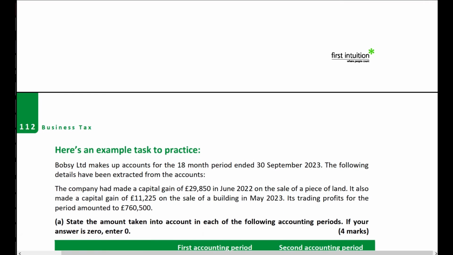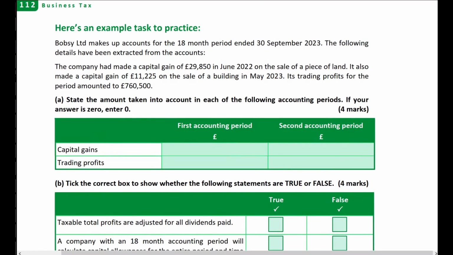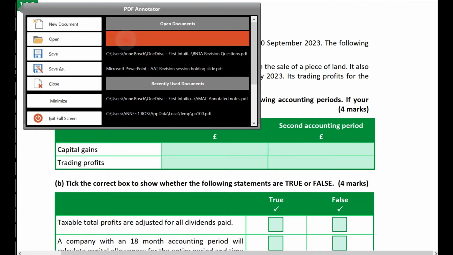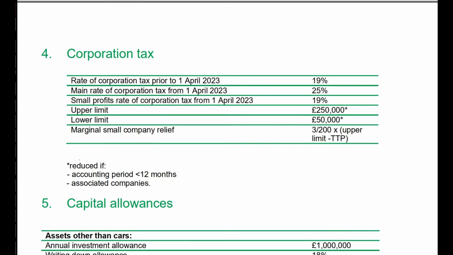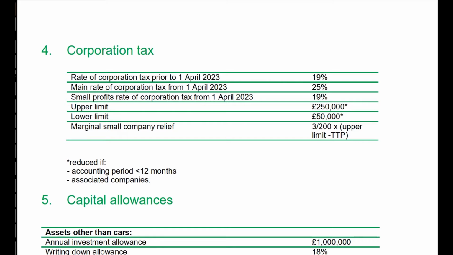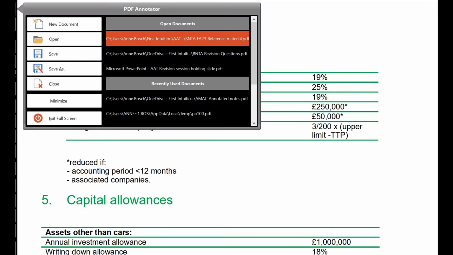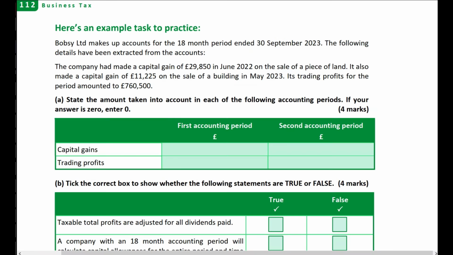The other thing about this task is that it's going to be helpful to have the reference material available. It's available to you in the exam through pop-up windows. And being as we're dealing with the amount of corporation tax that the company is going to pay, and there is a section in the reference material headed up corporation tax, that's the bit that we're going to need. So I'm going to leave that open on my screen so I can come back to it when I need it.